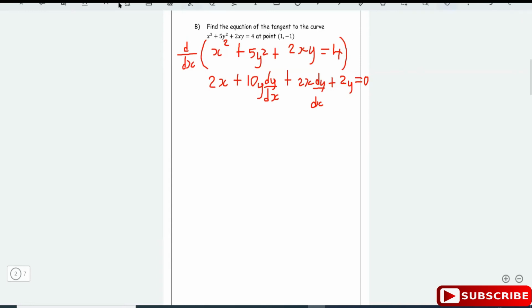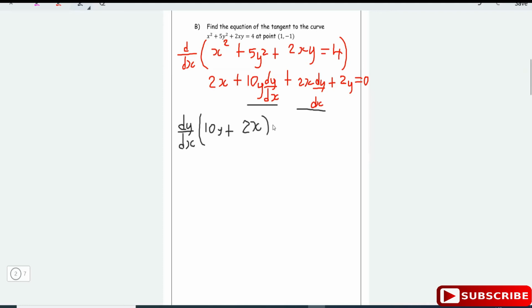Now, since that is what we get, what do we do now? We try to make dy by dx the subject. So we observe we have 10y dy by dx and 2x dy by dx. We're going to write dy by dx, and we're going to factor out dy by dx from those two terms. Factoring out dy by dx from those two terms, we have 10y plus 2x.